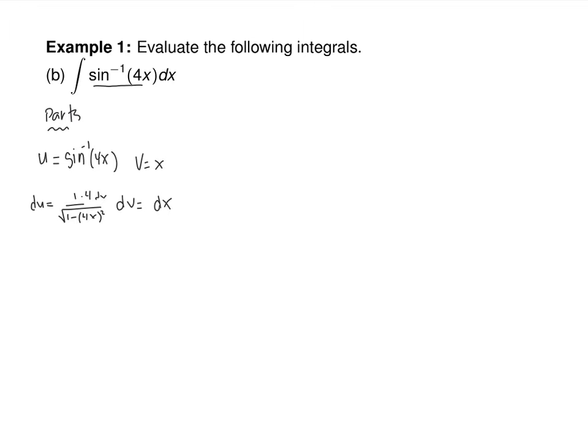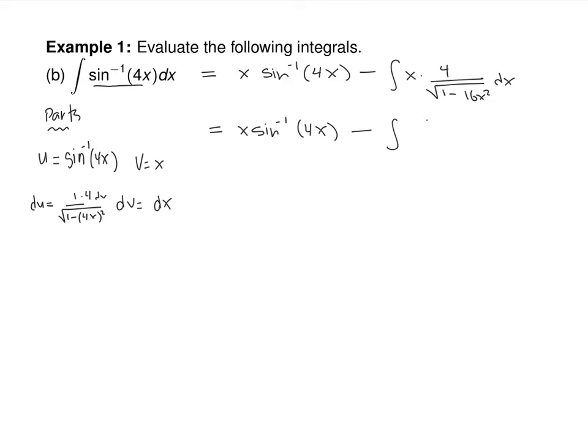Although that doesn't immediately seem helpful, it should become obvious pretty quickly why it actually is. So this is x sine inverse of 4x. So uv minus the integral of v du. And that 4x quantity squared is 16x squared. So that's the same thing as x sine inverse of 4x minus the integral of 4x over the square root of 1 minus 16x squared.